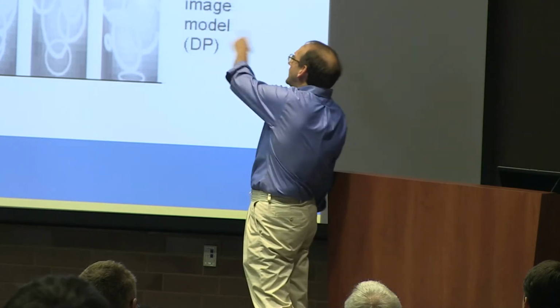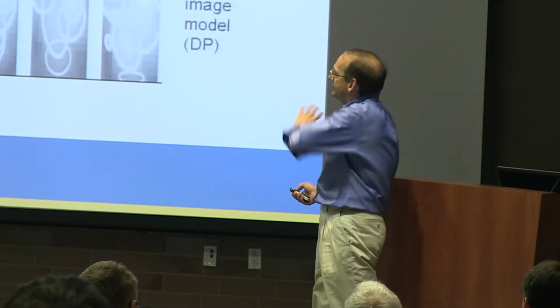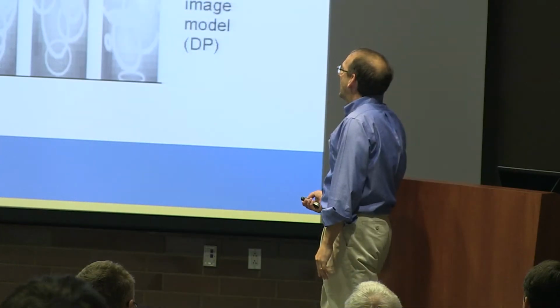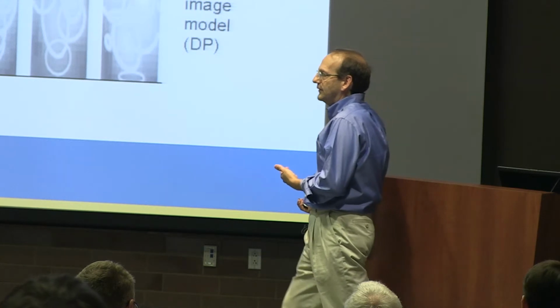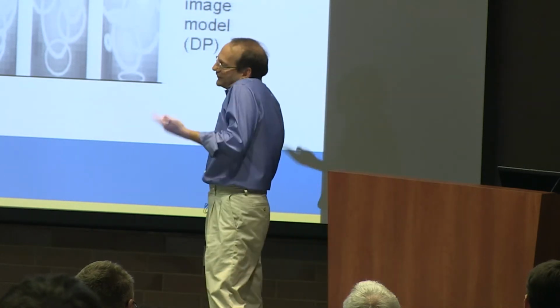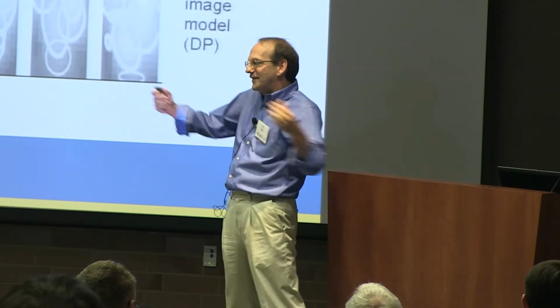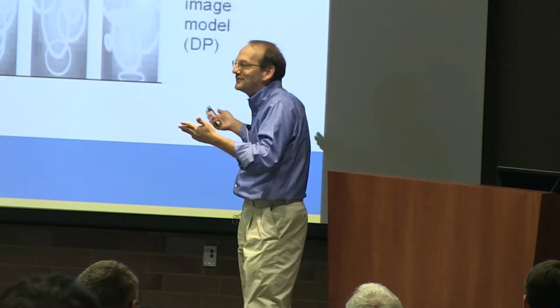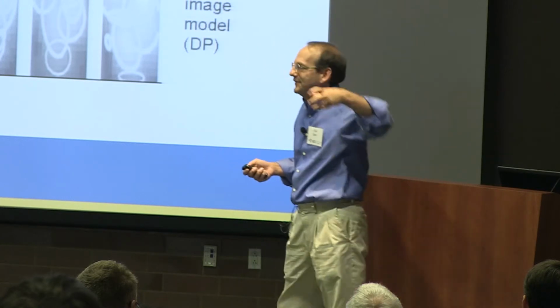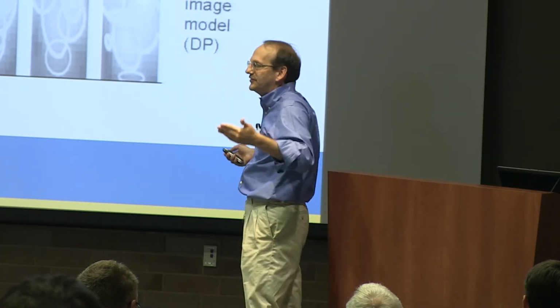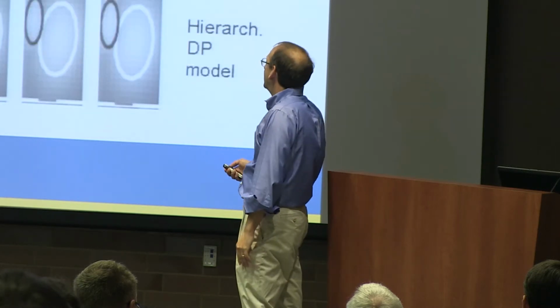These are 8 images for one person at one site, and this is just a single 2D slice, obviously. We fit that model to each of these 8 and got very different answers. As I said with the disease data, you don't necessarily believe each one individually. You'd like to take advantage of the fact that this is the same person doing the same task, and therefore you'd expect activations in similar areas, not just look separately at each image and not take that information into account.